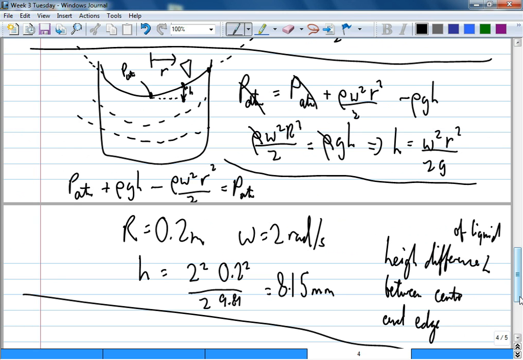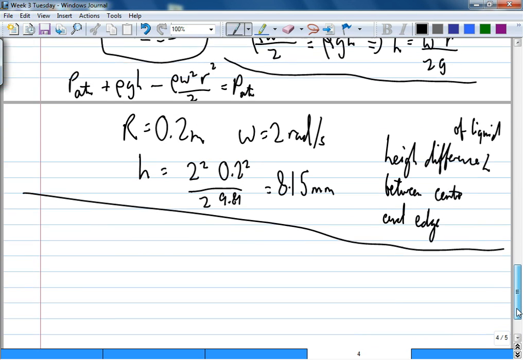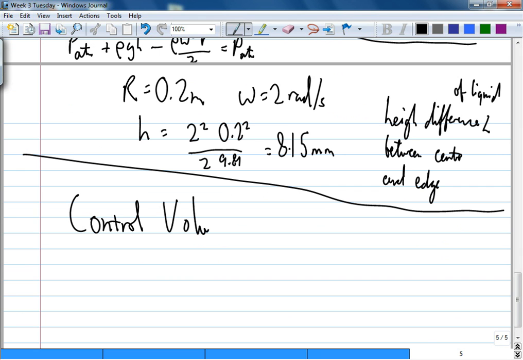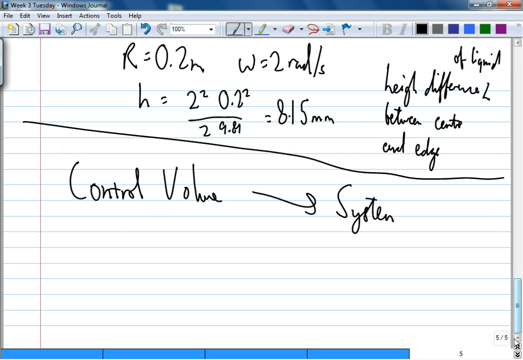Any of you heard of what the control volume is? Control volume and system. Let's start with one simple thing first. Everyone heard what a system is? A system is whatever we are interested in.